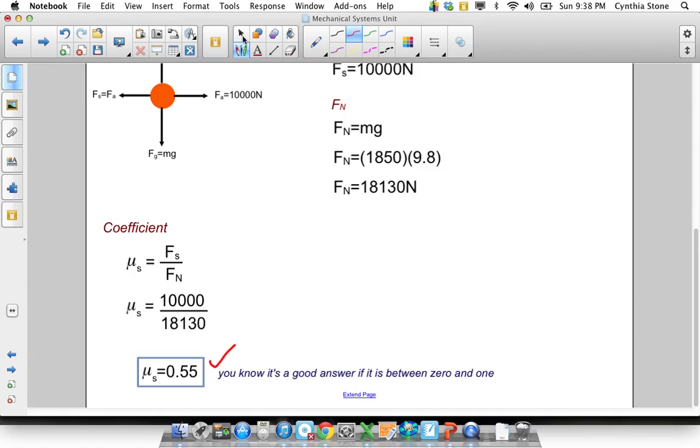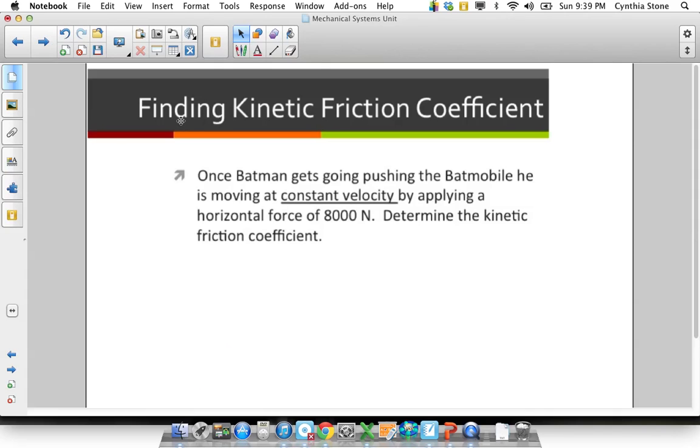Okay? That's solving for the coefficient of static friction. We're also going to do an example solving for the coefficient of kinetic friction, and you'll see it's really the exact same. You distinguish by the question. So this one said just starting to slide. It's got to be Fs. The next one we're going to do is finding sliding friction or kinetic friction, and there it's saying constant velocity.